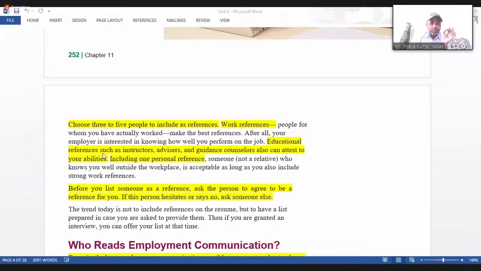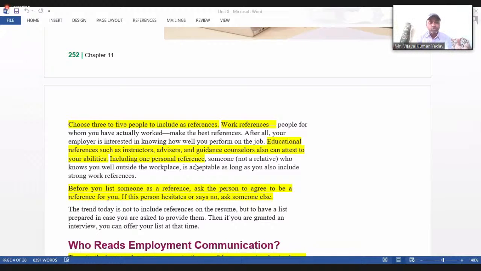If you are going to include educational references, then whom can you include? You can include the instructors under whom you have taken some training, or who have taught you. Then advisors, and guidance counselors, who gave you the counseling. They can also attest to your abilities.